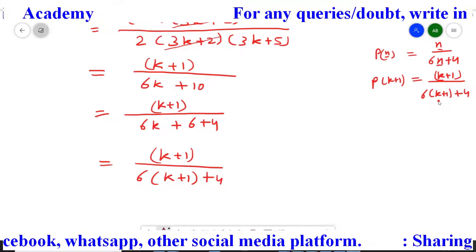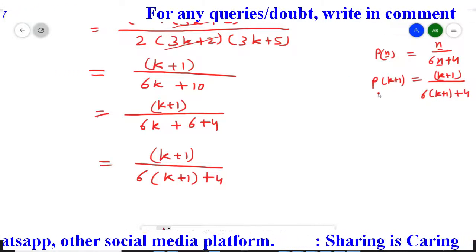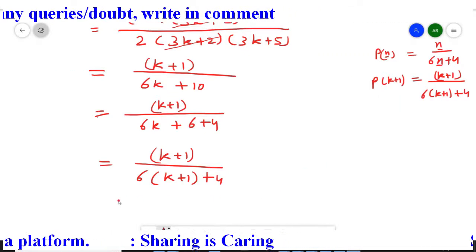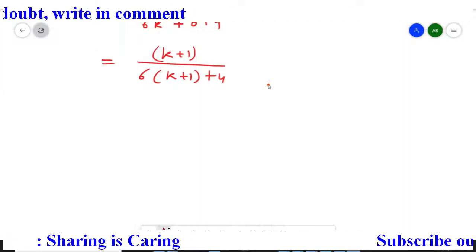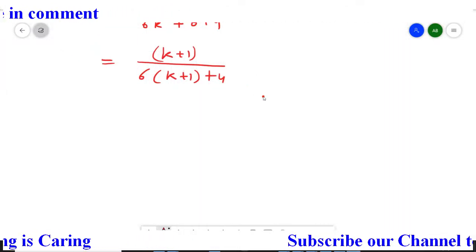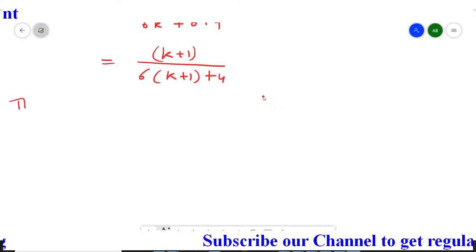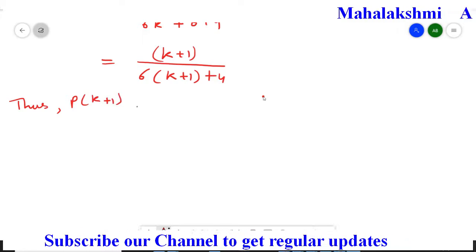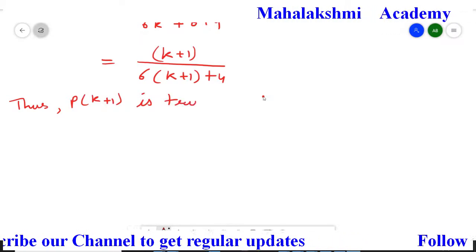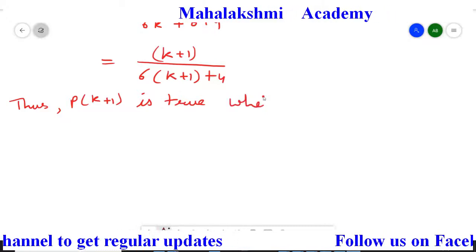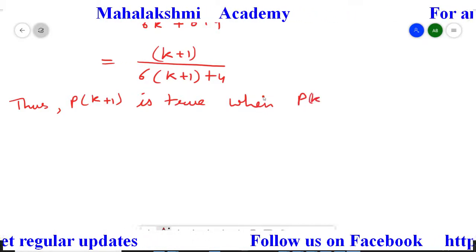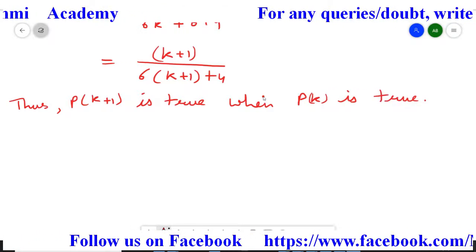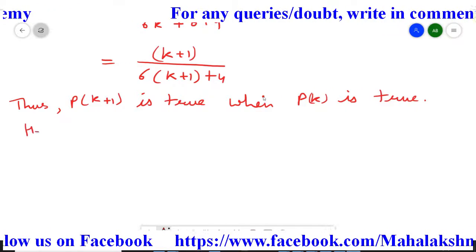So successfully we converted the statement Pk plus 1 to the desired answer. So we can say that Pk plus 1 statement is true. So the last answer, the concluding statement, we have to write down. That is, thus statement Pk plus 1 is true when Pk is true. So all three conditions are satisfied. So we'll write down here.